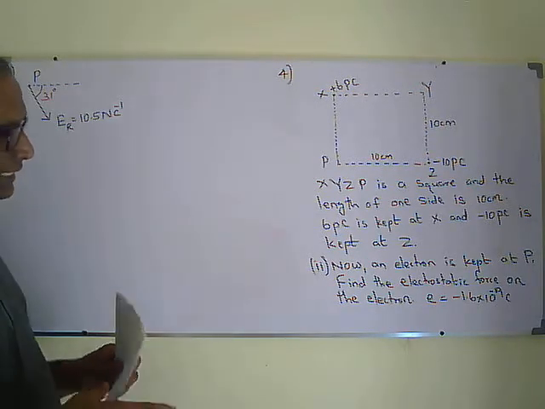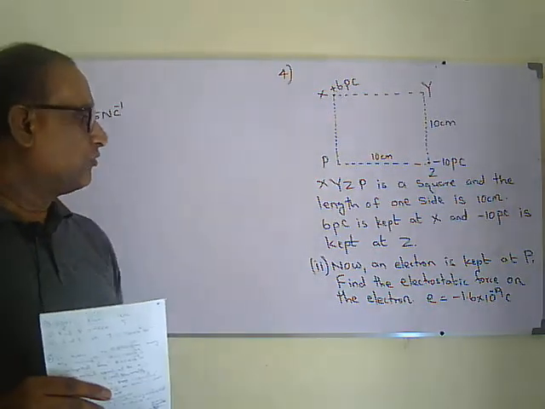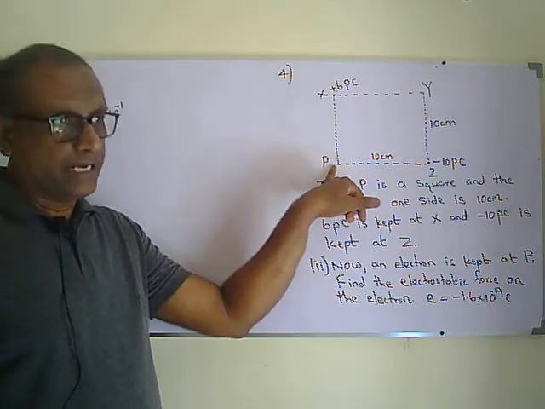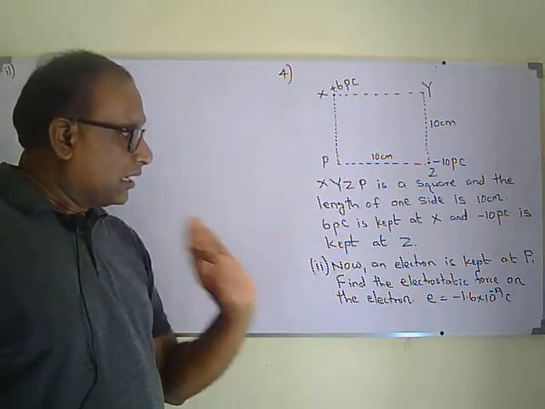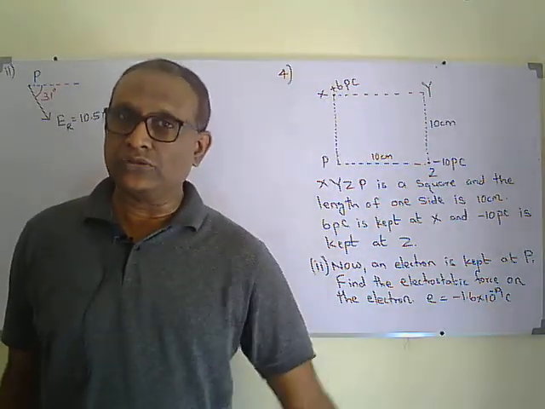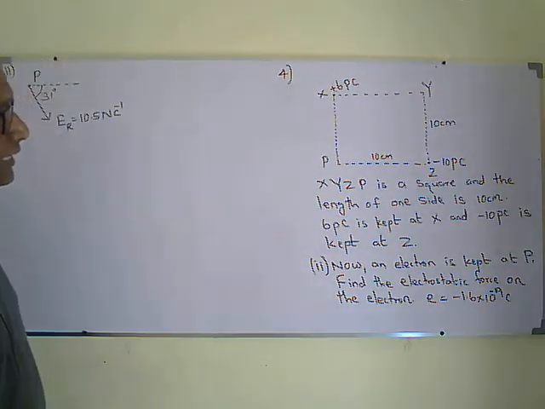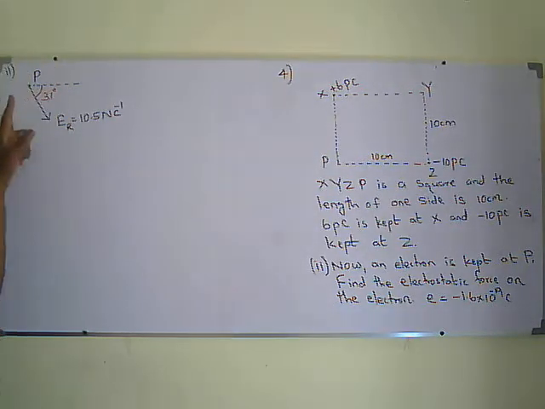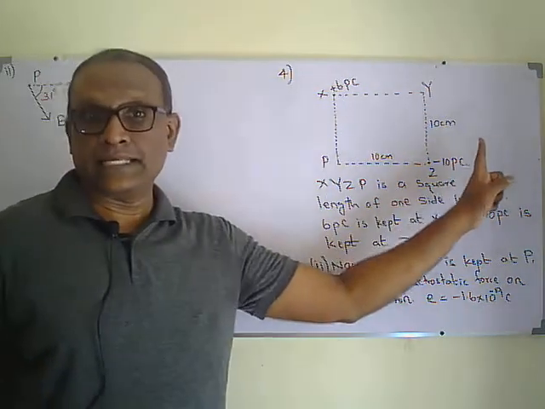Now the second part of the same question, question number 4. An electron is kept at point P, and the question is to find the electrostatic force acting on the electron, and tell the direction also. I already found the electric field strength at point P. The resultant electric field strength at point P is 10.5 Newton per Coulomb, and it makes an angle of 31 degrees with the line PZ.